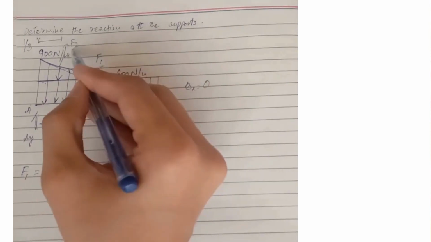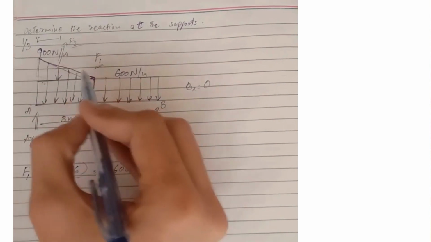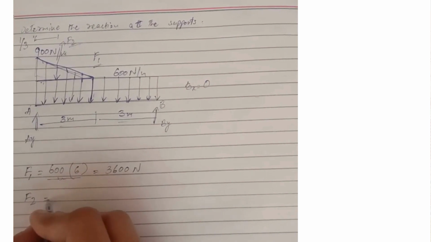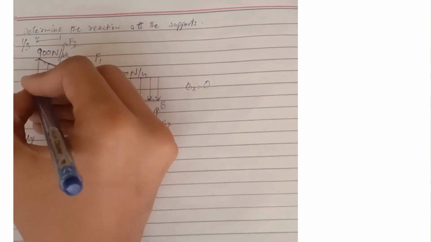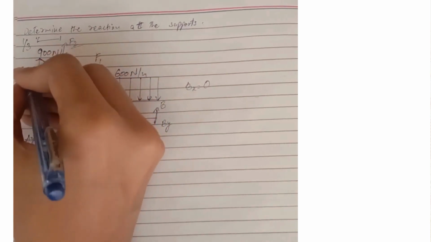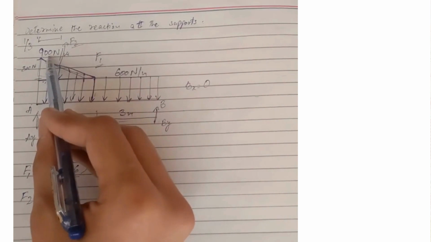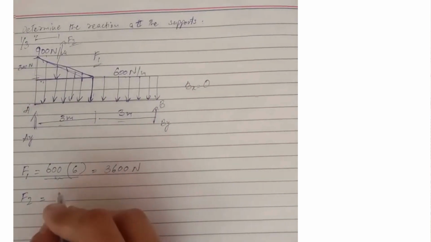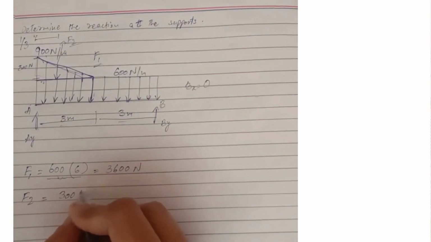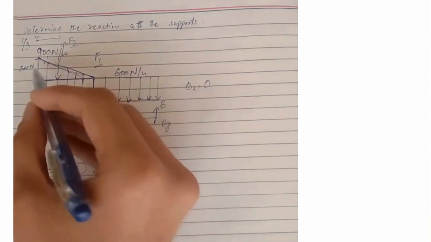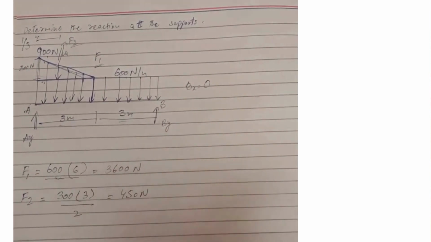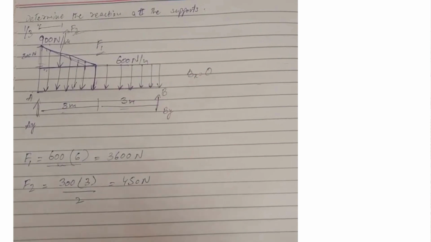F2 is the area of the triangle. Remember, you've got to divide by 2 in the end. The area of the triangle is given by the height of the triangle, so from here to here is 300 newtons per meter, because this is 900 and this is 600, so from here to here is 300. So it's 300 times the length of the triangle, which is 3, divided by 2 because it's a triangle. So it's 450 newtons. So we're replacing basically this distributed load with these two equivalent forces acting on this assembly.